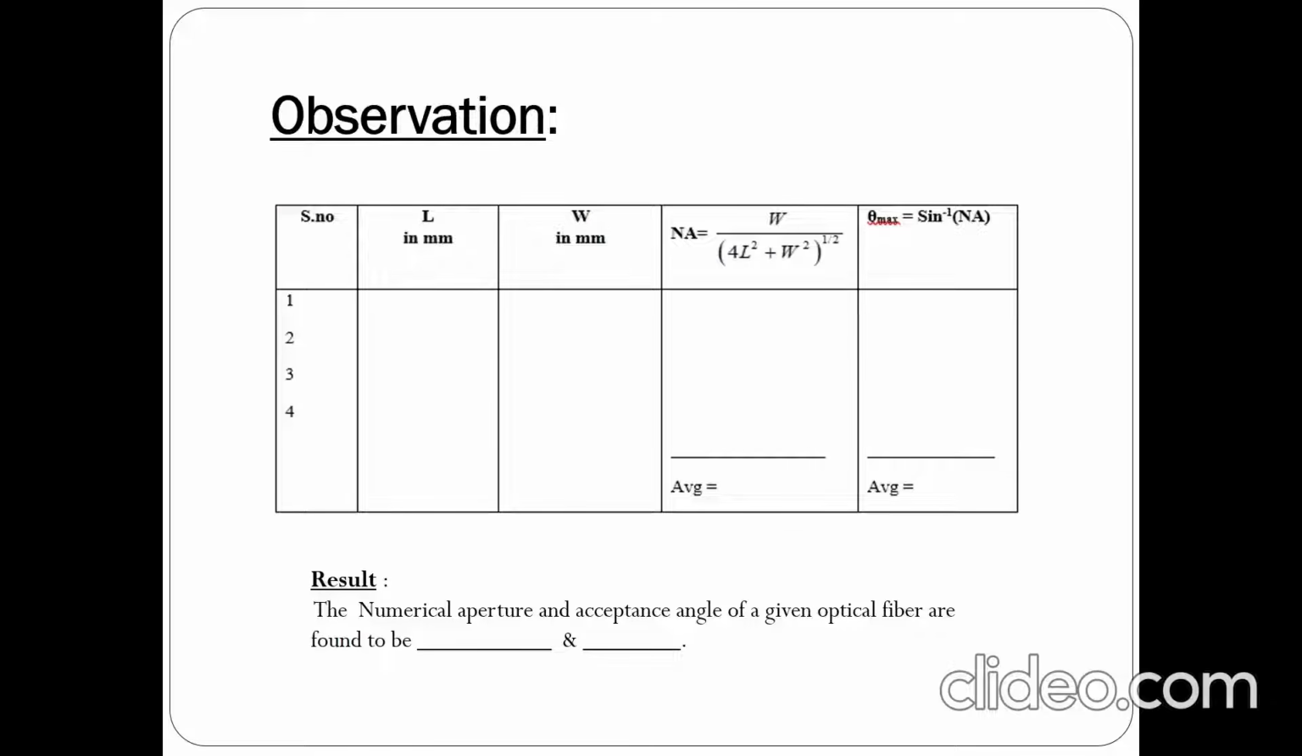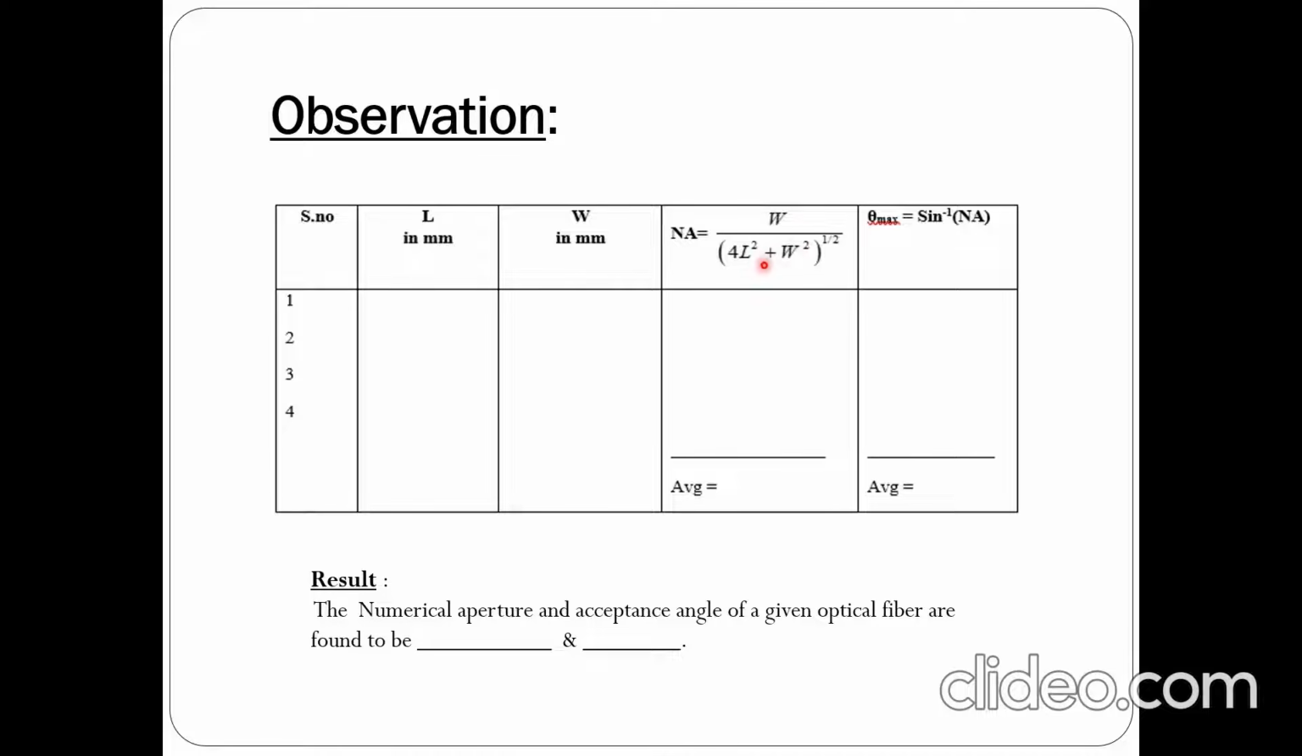After performing the experiment, we have to record the values in this table. Serial number is the first column of the table. Second column is L, the distance between fiber end and screen. W is light spot diameter. Both L and W values we have to write in millimeters.